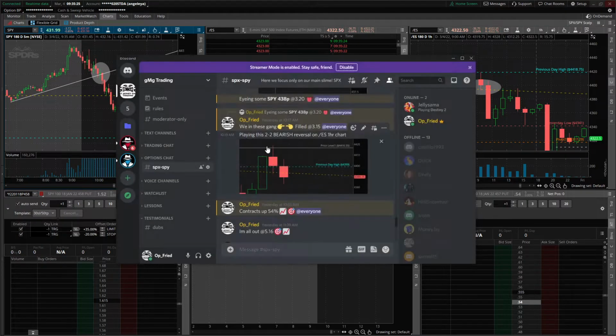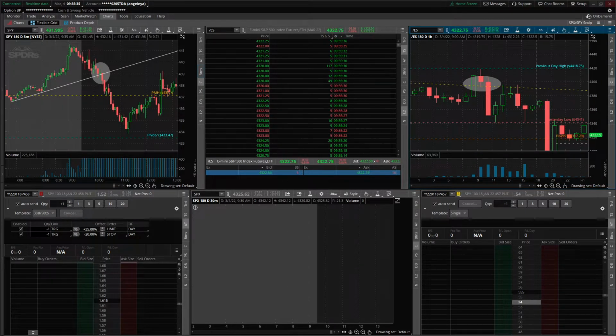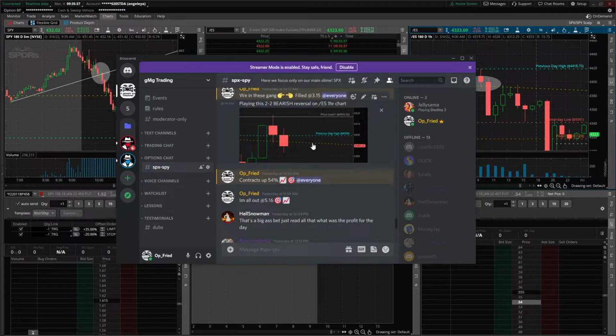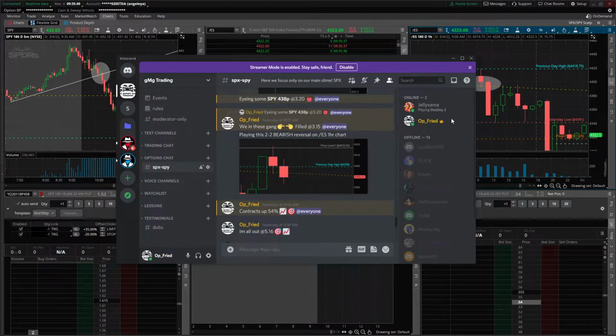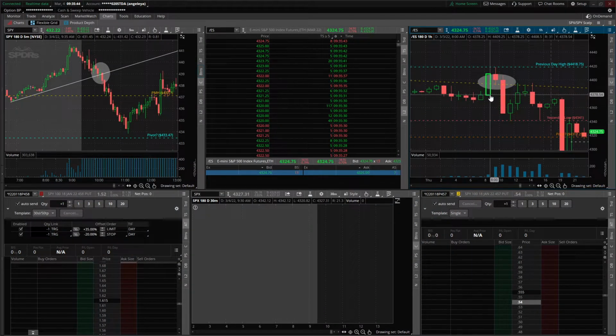So now I let them know that we were playing a 2-2 bearish reversal on ES 1-hour chart. This reversed, right? We had a 2 going up, followed by a 2 going down. So we played that reversal. We get in, and then that's pretty much it. We got in. That's all she wrote. Big red. Our target would have been right here at the bottom of this green. Probably sold like 2 or 3 contracts right here. I don't really remember. And then I just kept holding until I needed to sell the rest.